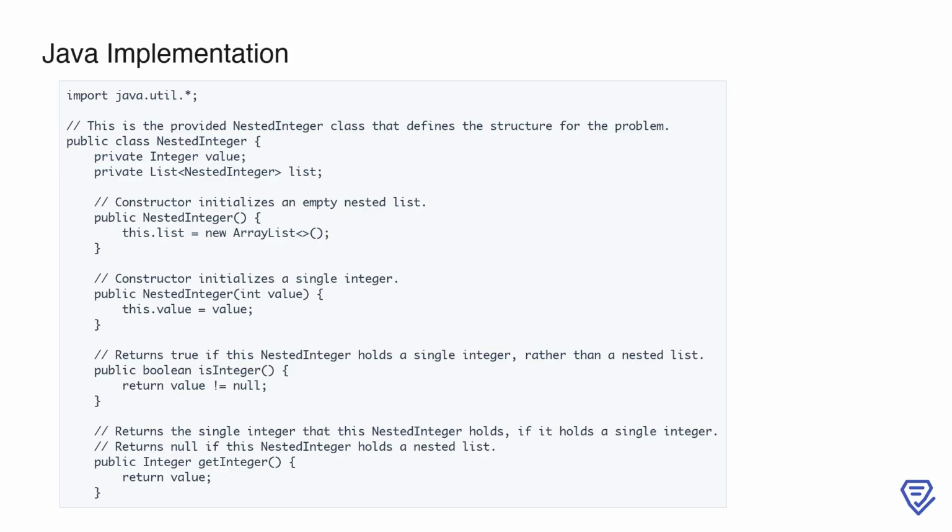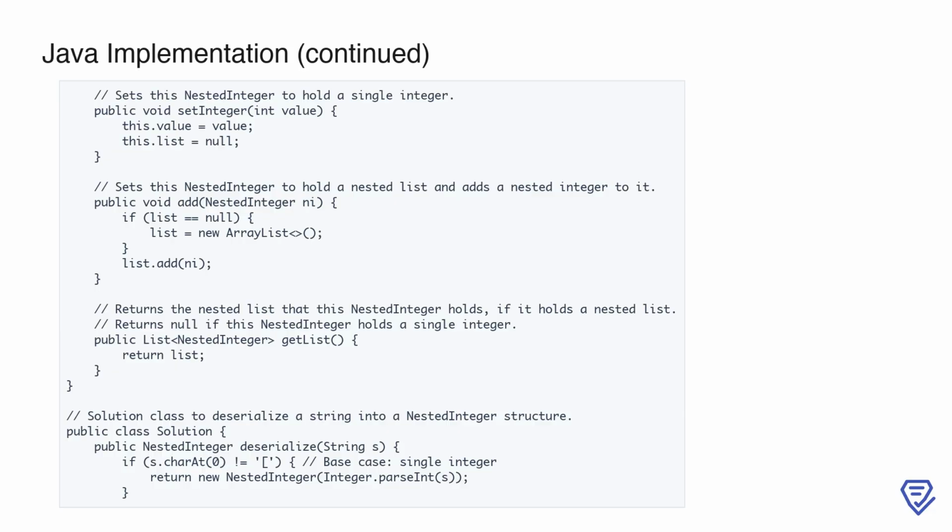The setInteger method is used to modify the object so that it holds a single integer. When this happens, the list field is set to null because the object can no longer represent a nested structure. On the other hand, the add method allows us to treat this object as a nested list by adding another nested integer object to it. If the list field hasn't been initialized yet, it is created as an empty list. Then, the provided nested integer is added to the list. To retrieve the nested structure, the getList method is used. This method returns the list if the object is a nested structure, or null if it holds a single integer.